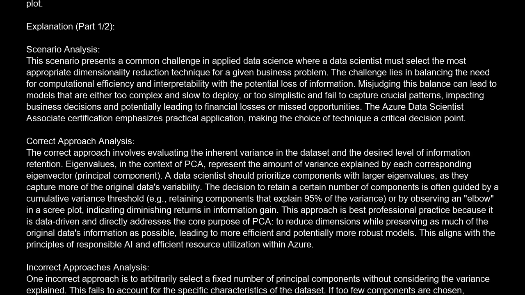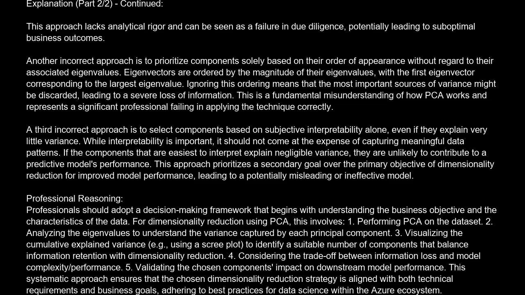If too many are chosen, the dimensionality reduction is insufficient, negating the benefits of PCA and potentially leading to overfitting. This approach lacks analytical rigor and can be seen as a failure in due diligence, potentially leading to suboptimal business outcomes.